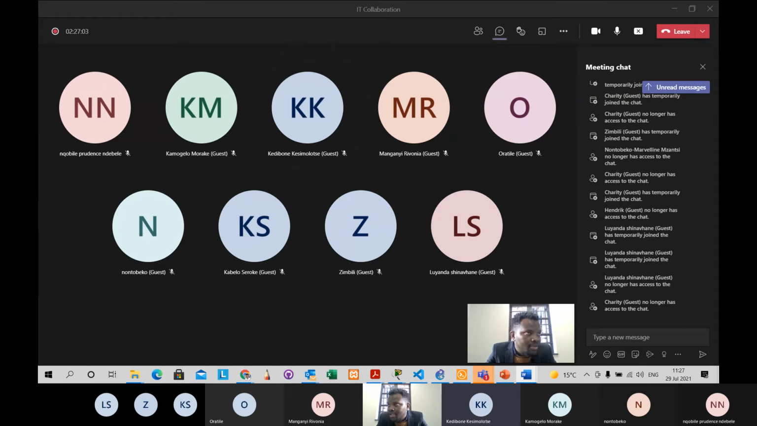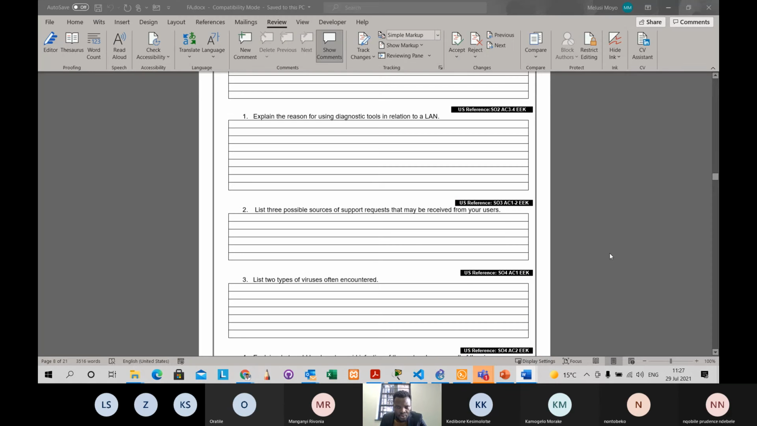So we're saying diagnostic tools are just there to identify potential performance problems within a LAN, right? Let me just quickly go through this so we can finish, and then I will show you the diagnostic tools.